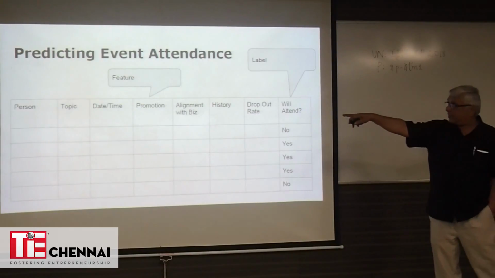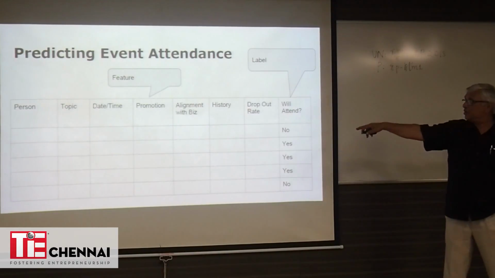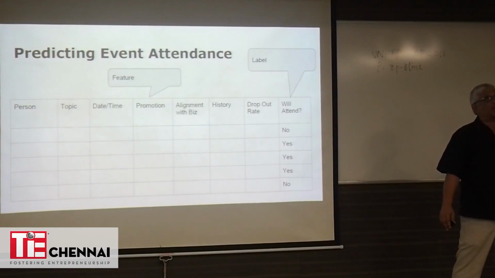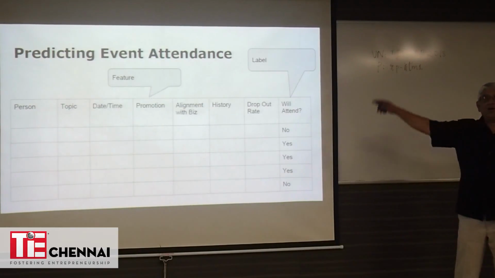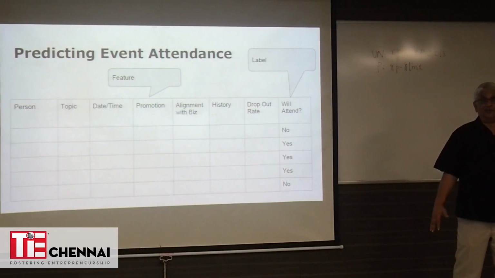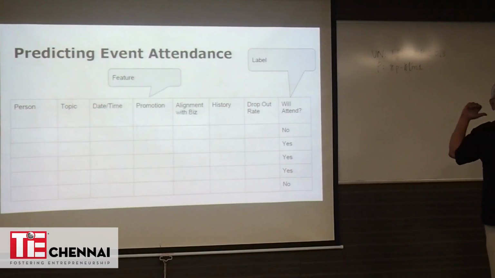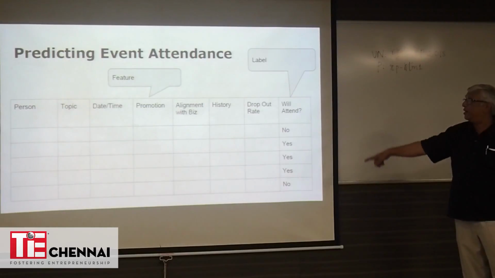So let us say that these are called the features in a supervised learning model. So let us say I take all the data from the last 2 years, all the events, and put all this information in. And then I know whether a person attended or not because ultimately they signed in. So we have that record. So this is called a label.